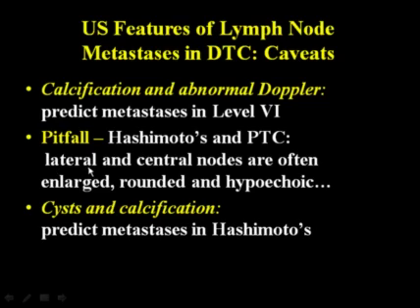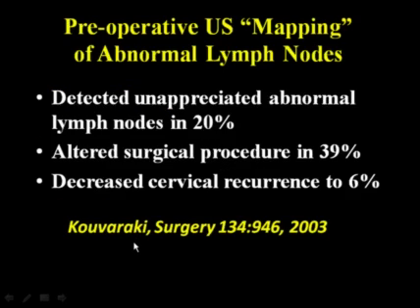Even the lateral compartment nodes and the central compartment nodes are often enlarged and rounded and hypoechoic and can mimic metastatic disease. And in the literature, they state that cysts and calcification are the accurate predictors of metastatic disease in Hashimoto's thyroiditis.